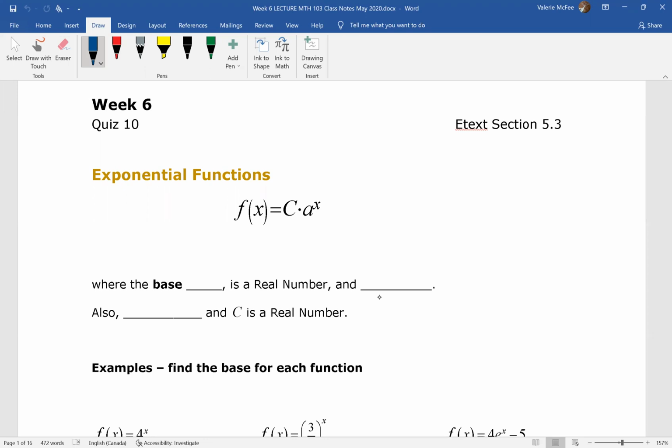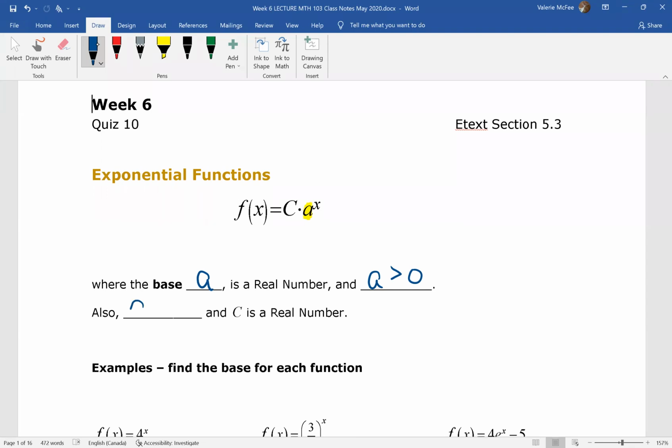So we have here our exponential function, f of x equals c times a to the power of x. For most of our introduction, we're going to let c equal 1, but let's talk about this. We have a base a. It's important that you always recognize that the base is what the exponent is affecting. Now, a has to be a real number. A has to be positive, greater than 0, not equal to 0.